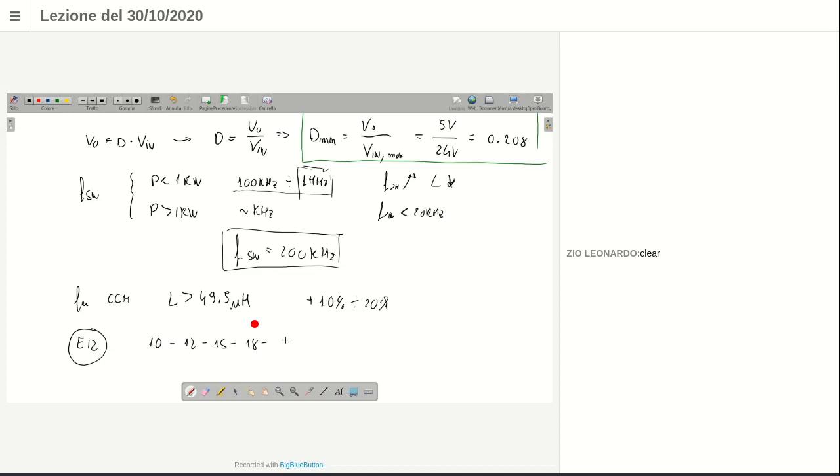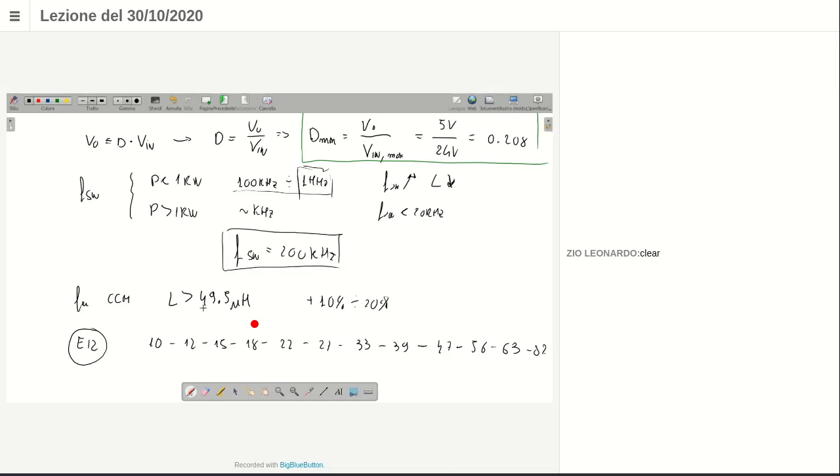15, 18, 22, 27, 33, 39, 47, 56, 68, and 82. This is something that an electric and electronic engineer should know, this series of values, because these are the standardized values.